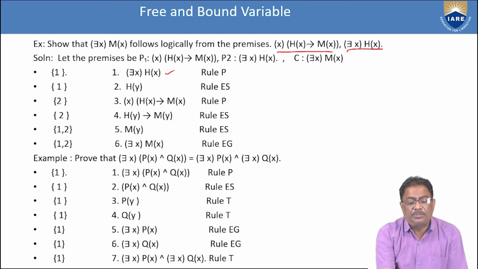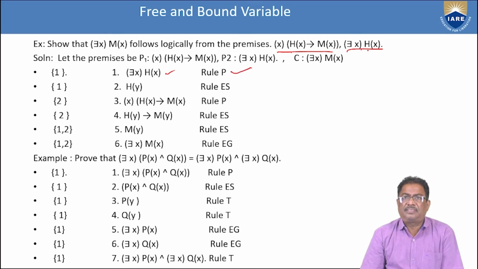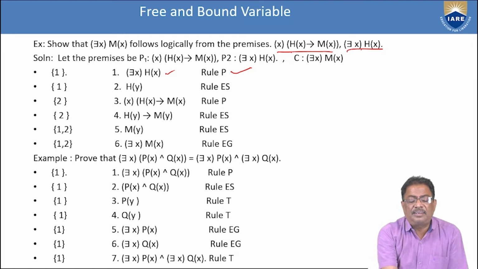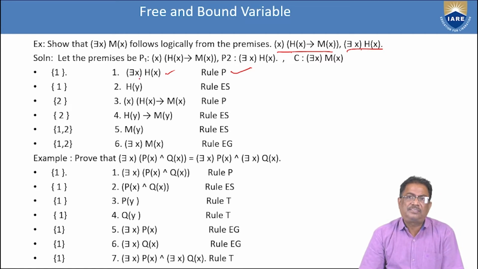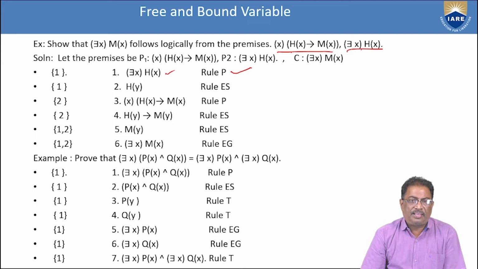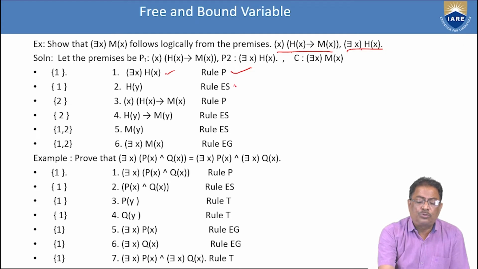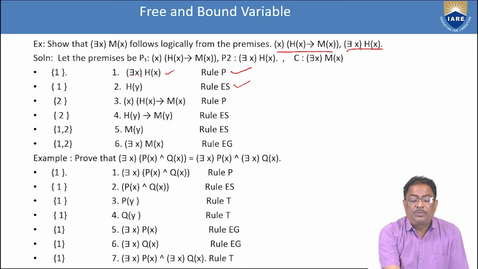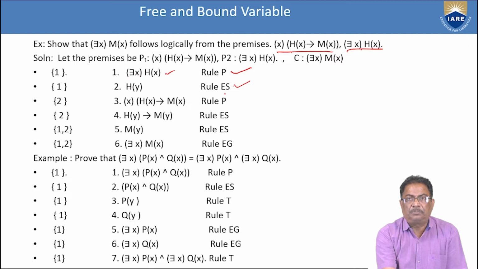Now we consider the premises. This is one premise and this is another premise, and these are the given premises. So, there exists x, H of x, means it is true if I take x equal to y. That means we go for the existential quantifier, so we say existential specification.